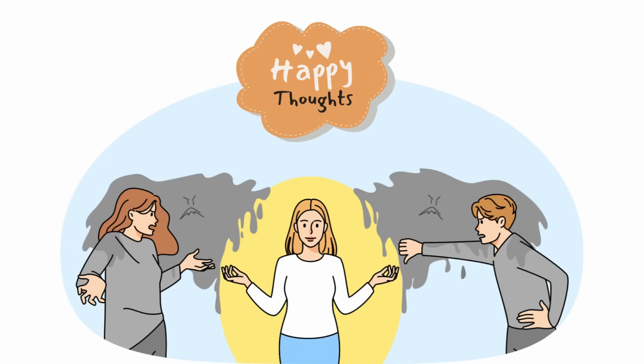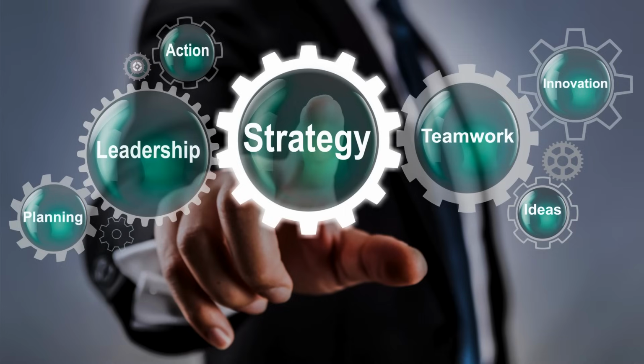Models of trauma counseling. 1. Cognitive behavioral therapy, CBT. Description. CBT focuses on identifying and changing negative thought patterns and behaviors. It is effective for trauma because it helps clients reframe their thoughts about the traumatic event and develop coping strategies.